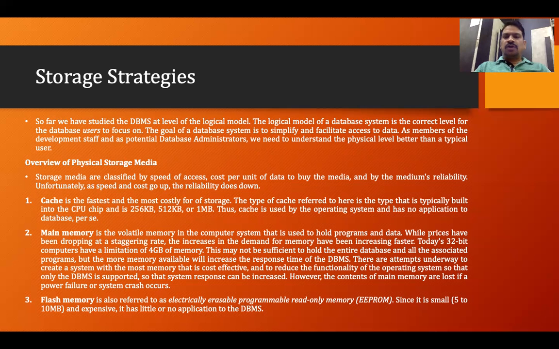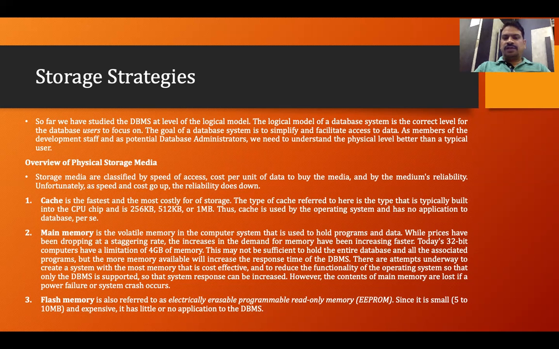The logical model of a database system is the correct level for the database user to focus on. The goal of the database system is to specify and facilitate access to data, right? As a member of the development staff and a potential database administrator, we need to understand the physical level better than a typical user. Now it is saying that we have three levels, right?